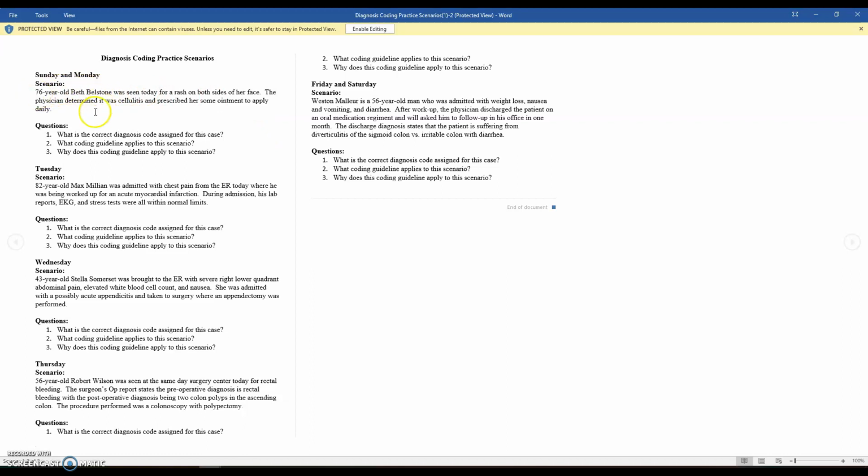So what this is asking you to do, each scenario is going to say you're going to assign a correct diagnosis code, and then you're going to apply a coding guideline to the scenario. So for example, on the first scenario, the patient was seen for a rash, and the physician determined that it was cellulitis and prescribed her some ointment. So, what coding guideline would tell us that we would code the cellulitis and not the rash? The rash, just a hint, is a symptom code.